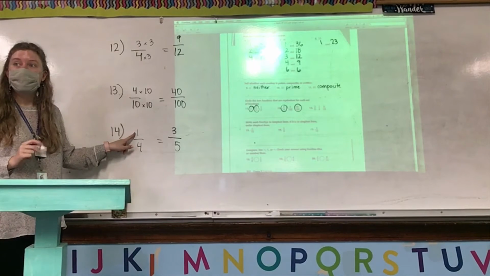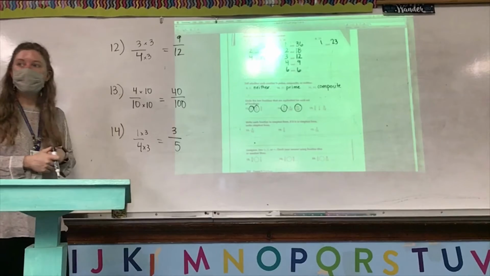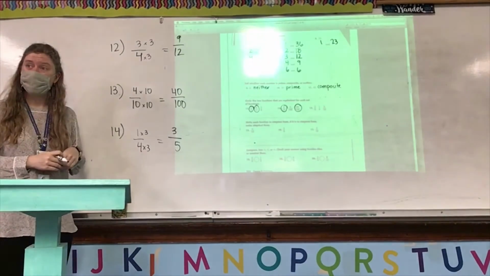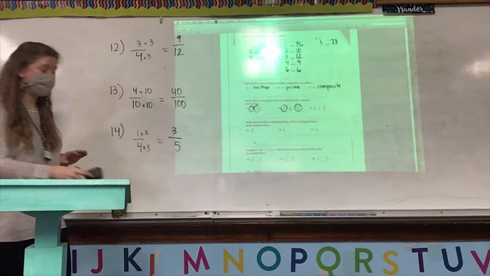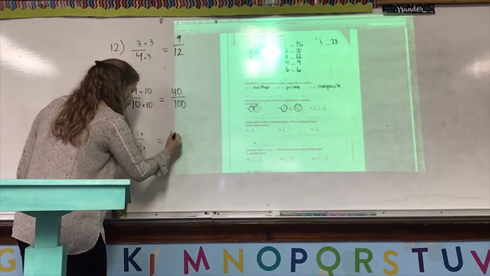There's nothing. Yes, I can multiply 3. If I multiply 4 times 3, do I get the same denominator? No. So are 1/4 and 3/5 equivalent? Nope. So now let's try 6/10.